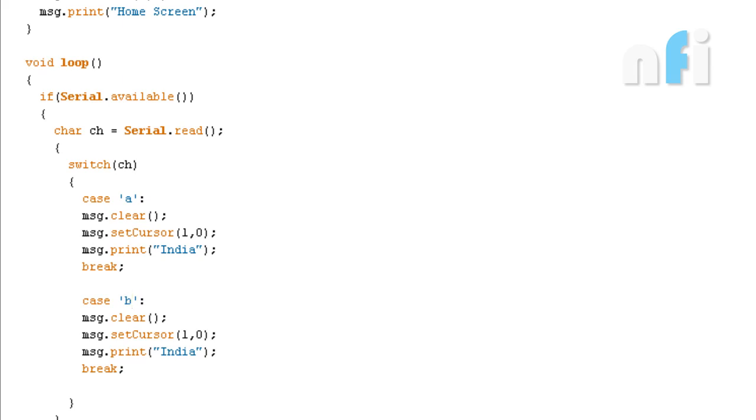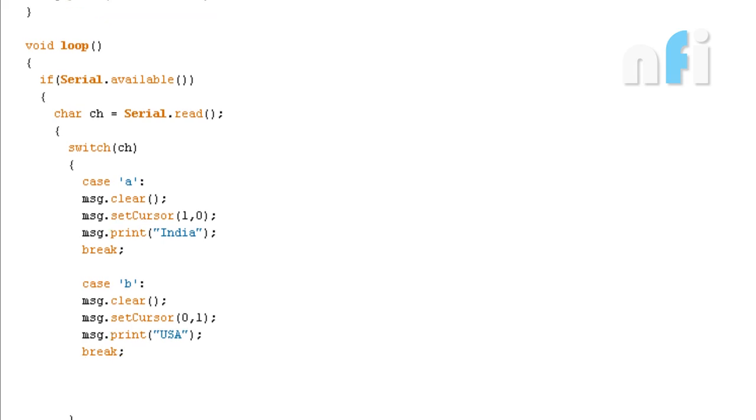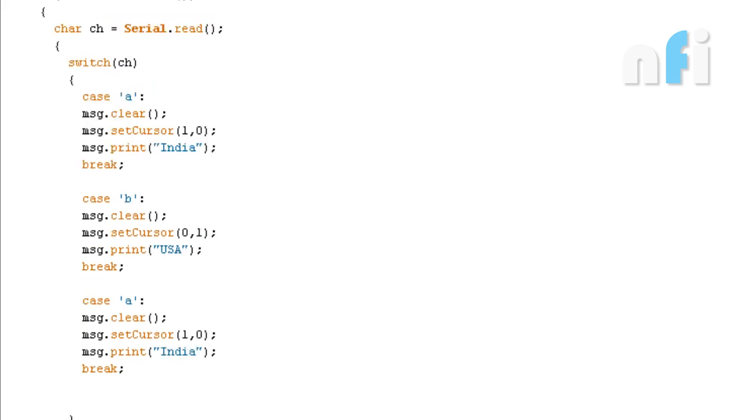Now next make your next case, that is case B. It will remain the same because we have to clear our previous message. You can change the cursor. This time I'm writing here 0 and 1. Print your message, let's say USA. Okay, now your next case, let's say case C. It will also remain the same. Now this time I'm declaring 5th column, first row, and print your message UAE.